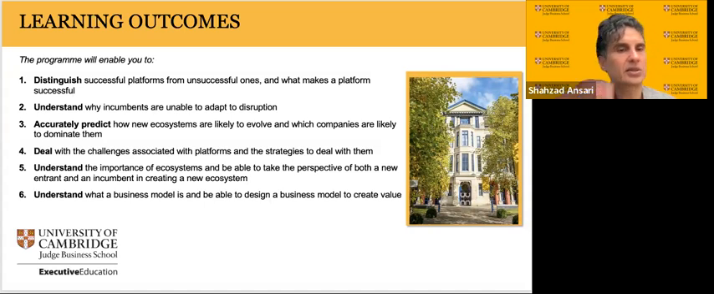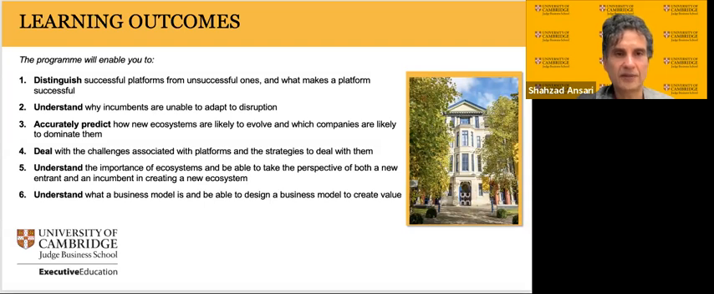Yes, in distinguishing successful platforms, again, what the learning outcomes would be: what would be successful versus unsuccessful platforms, what makes a platform successful, why incumbents are unable to adapt to the changes and disruptions in the environment, predict how new ecosystems will evolve, which companies are likely to dominate them. Why is it that you might have the tech companies dominate banking rather than the banks dominate banking in the future? They're already dominating certain industries like retail that used to be dominated by traditional retailers like Macy's and the like, right? So it's already changed in some industries.